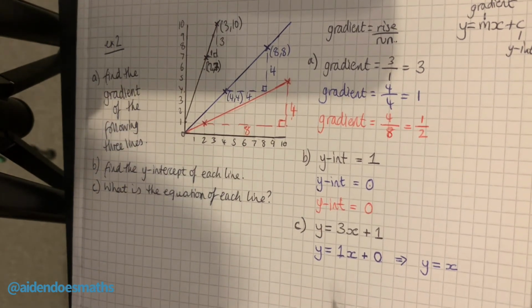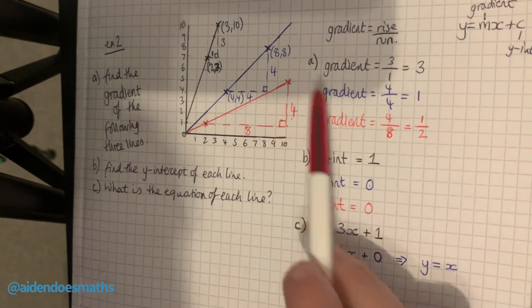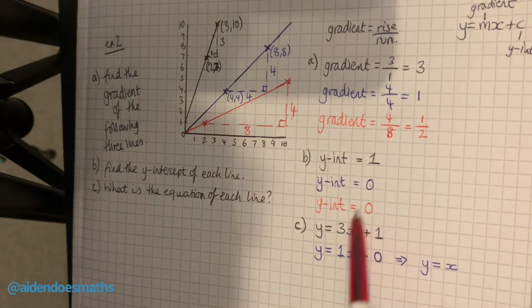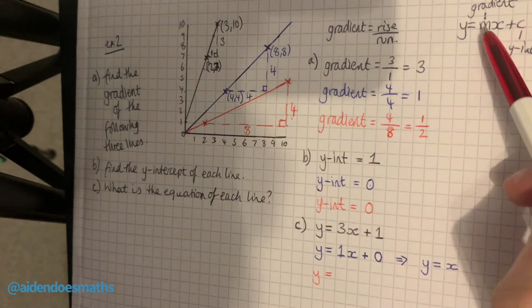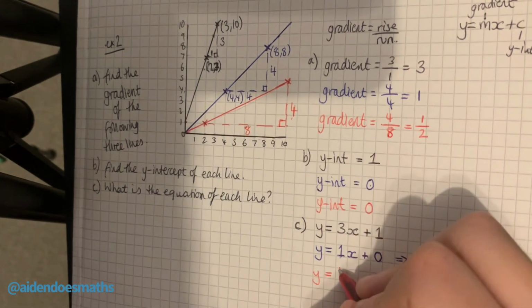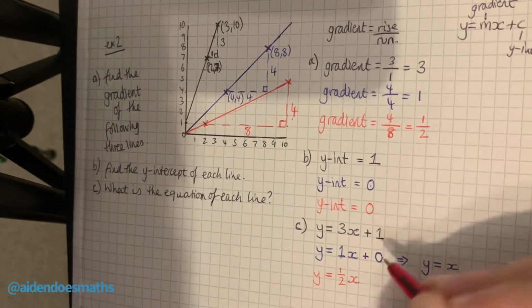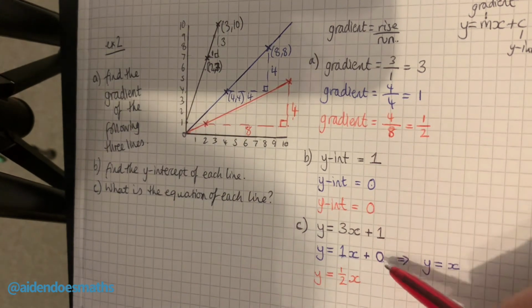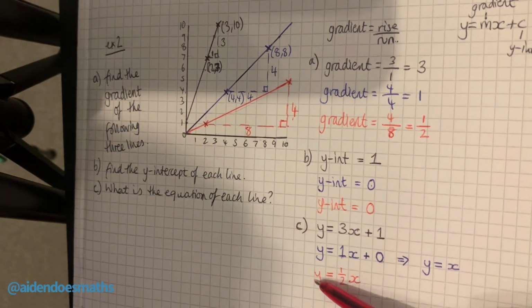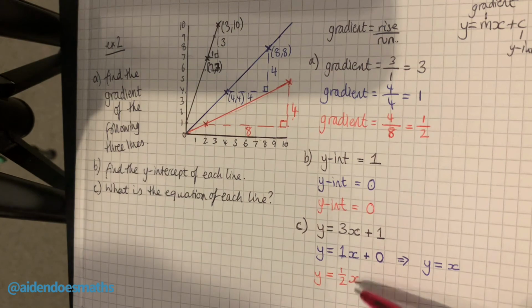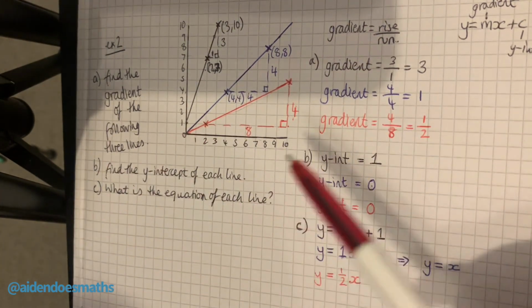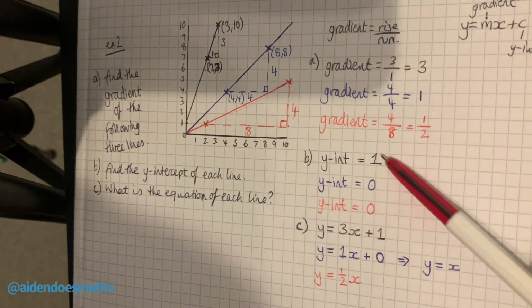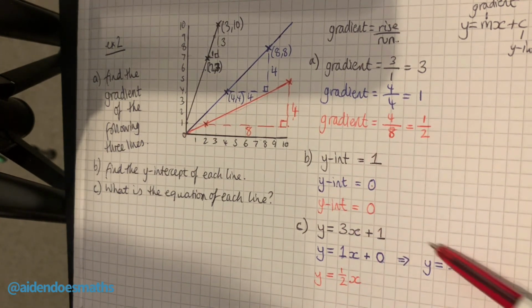Okay, our final one on part C, our red line here, gradient is a half, y-intercept is 0. So again, we're going to keep the y. Instead of m, we're going to put a half. And it would be plus 0, but like we said here, we don't need the plus 0, so we're just going to leave it as y equals a half x. Okay, now we should know how to find the gradient. And we've got a little bonus of the y-intercept and the equation of each line.